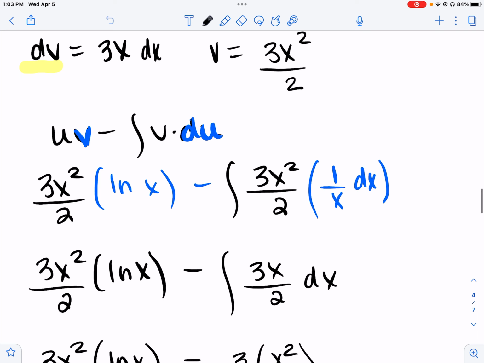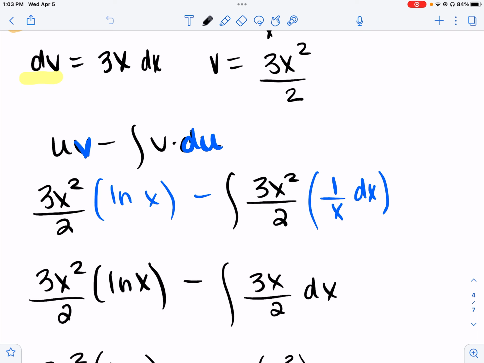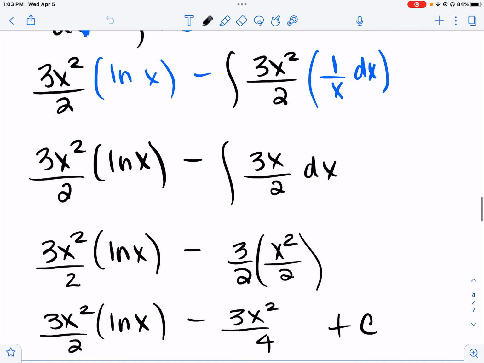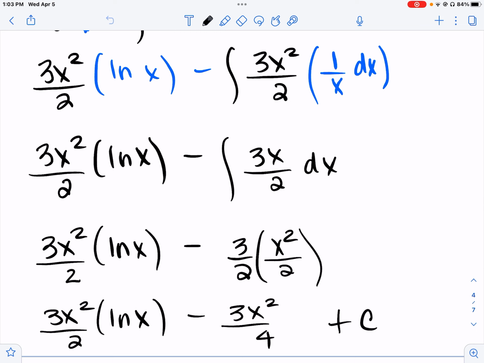That first part stays the same. We're going to do a little algebra. X squared over x becomes x. First thing stays the same. Integrate x would be x squared over 2, and we times by the 3 over 2. And that second piece, 2 times 2 is 4.